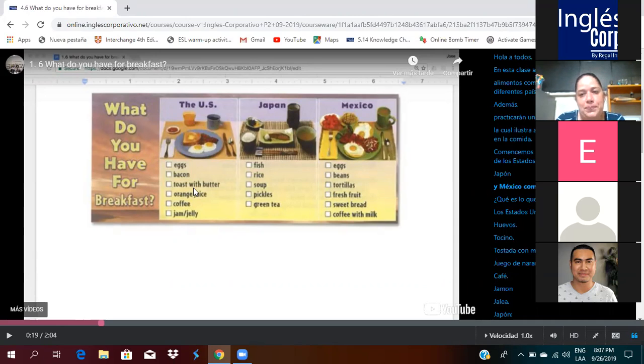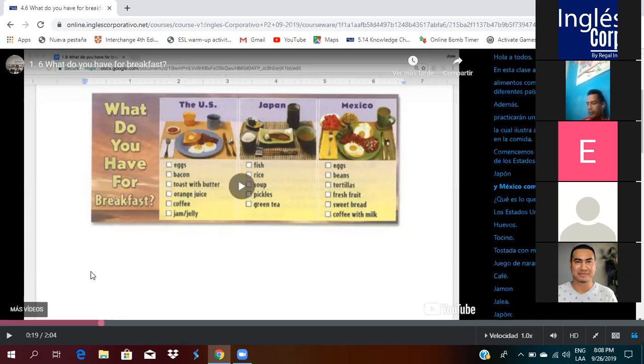Japan. Fish. Rice. Soup. Pickles. Green tea. Mexico. Eggs. Beans. Tortillas. Fresh fruit. Sweet bread. Coffee with milk.